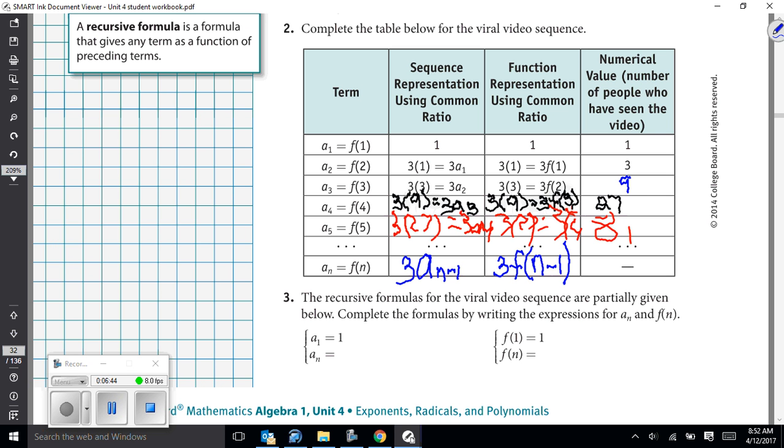Alright, so the recursive formulas for the viral video sequence are partially given below. Complete the formulas by writing the expression for a sub n and f of n. So here we have a of 1 equals 1, or a sub 1 equals 1. A sub n, what would that be?